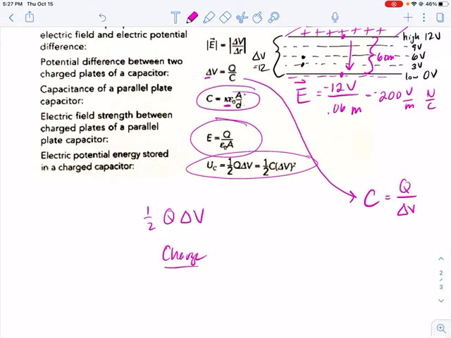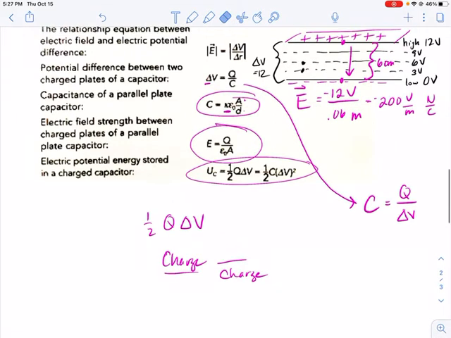In coulombs, and V is energy per unit charge. Oh my goodness, I wrote the unit. So again, Q is charge, voltage is energy per unit charge. So when you multiply those together, you just wind up with energy.